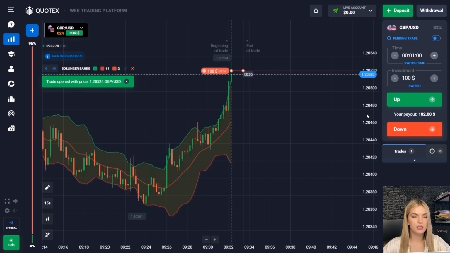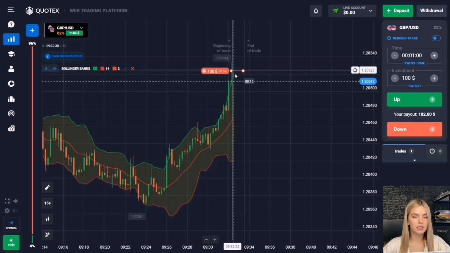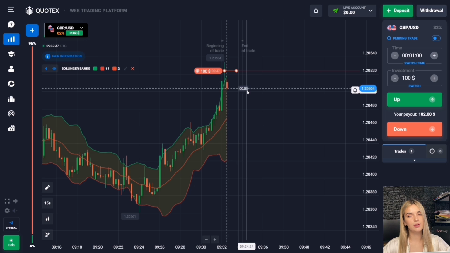Just in this situation, you can see that we have opened a deal on an impulse movement outside of our indicator. This is a good point to open a deal. I think that in this situation 1 minute will be enough for us and the price will go down. And so friends, let's wait for the end of our deal.